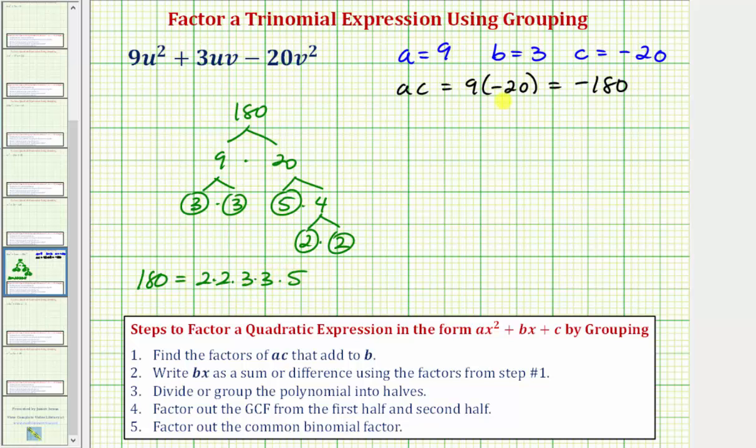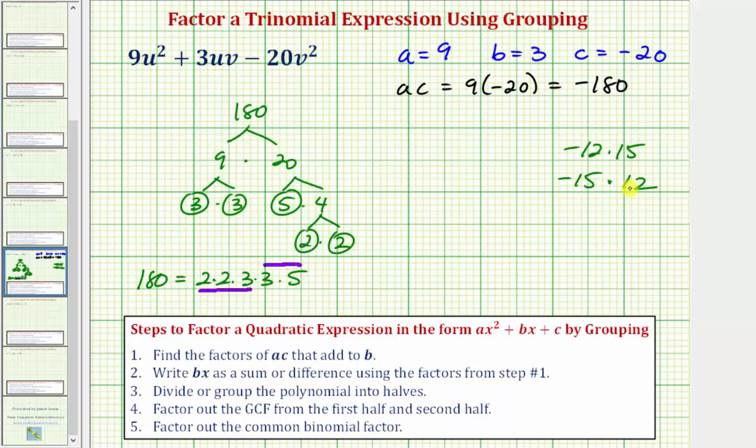And now to help us find the factors of negative 180 that add to 3, we can group the prime factorization into two groups to help us determine factors of negative 180. For example, notice how if we took the first three prime factors of 180, 2 times 2 times 3, that's 12, which leaves the remaining factors of 3 times 5, which equals 15. So 12 times 15 equals positive 180, which means negative 12 times positive 15 would be equal to negative 180, as well as negative 15 times 12. And I actually think we have the factors we're looking for.